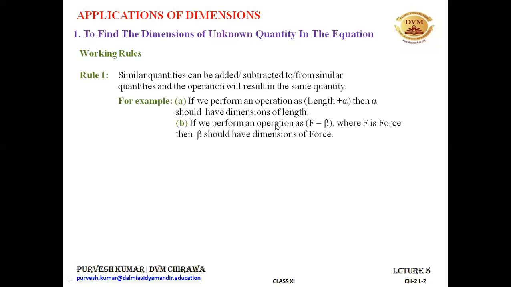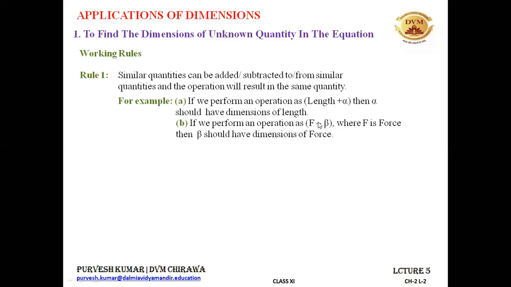Also, if we perform an operation such as force minus beta, where F is force, then beta should have the dimensions of force. Because this beta is being subtracted from force, it can only be done when beta has the same dimensions as force. I've told you only similar quantities can be subtracted from similar quantities, and whatever the result is, if it is equal to, say, gamma, then gamma must have the same dimension as force.